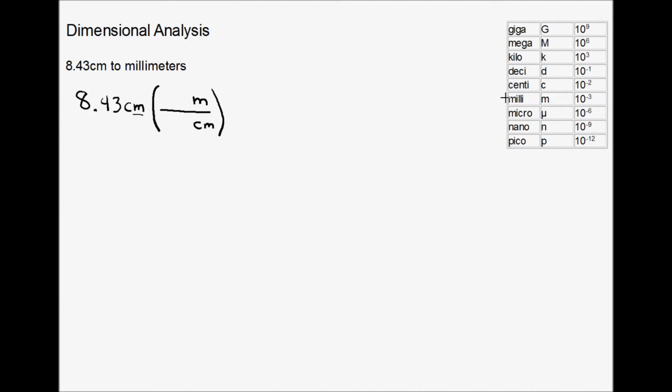And this is how I use this table. Centi, according to this table, means 10 to the minus 2. So to make this fraction work, the 10 to the minus 2 goes up here, and 1 goes down here. In other words, 1 centimeter is 10 to the minus 2 meters, which is how we use and read this table. This allows the centimeters to cancel out, leaving me with the unit of meters.